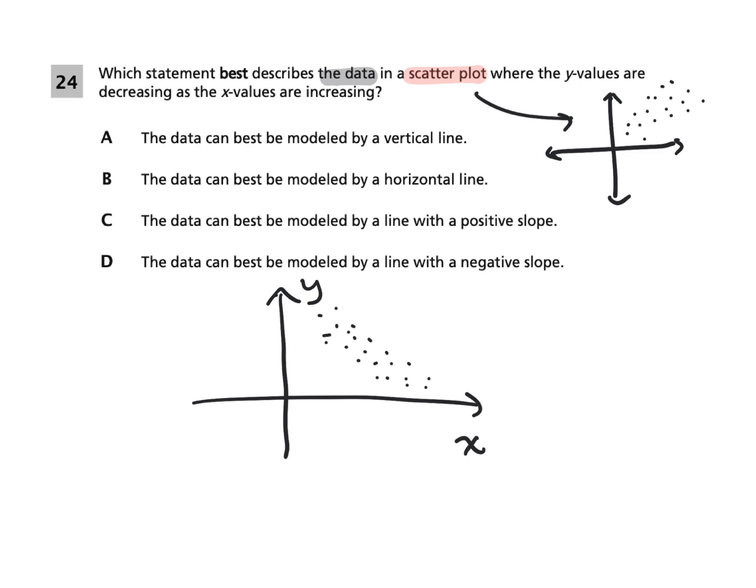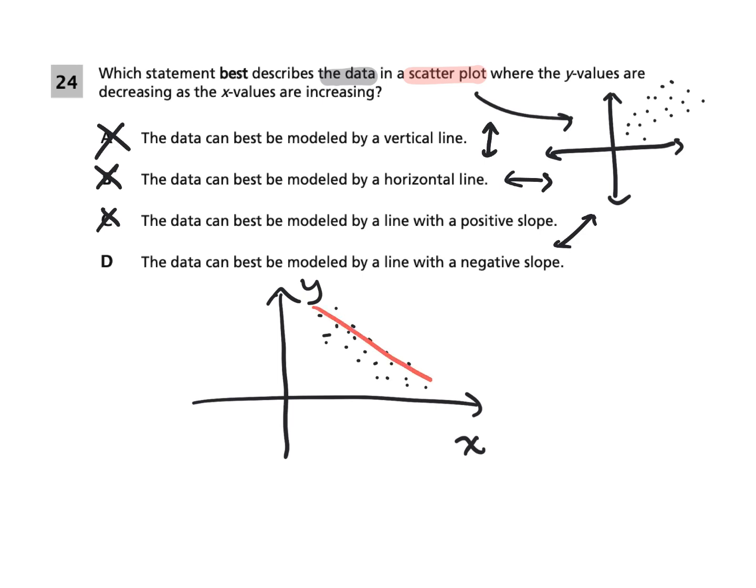So A says the data can best be modeled by a vertical line. No way. The data can best be modeled by a horizontal line. A vertical line is up and down, straight. A horizontal line is left to right, straight. No. The data can best be modeled by a line with positive slope that looks like this. Again, that's a no. The data can best be modeled by a line with negative slope. Absolutely. Let's just look at why.